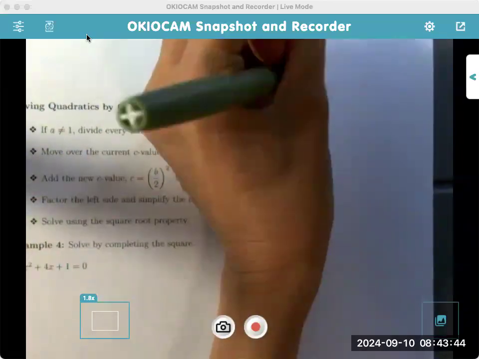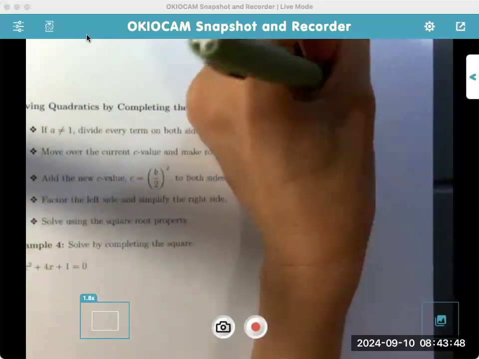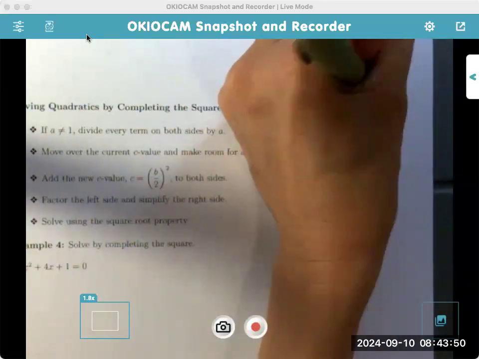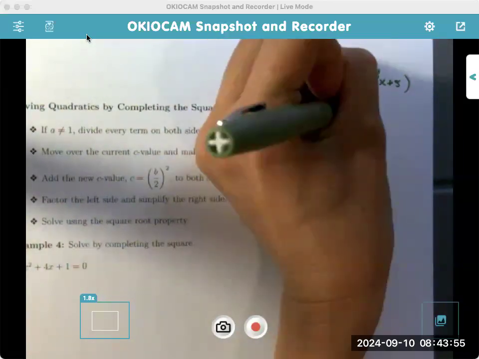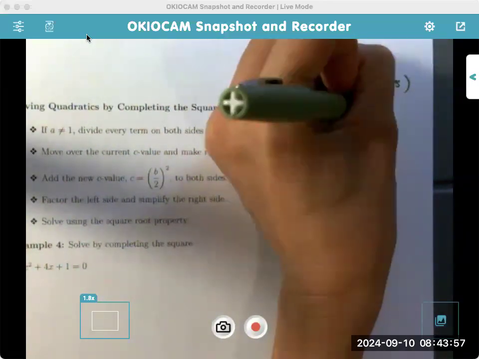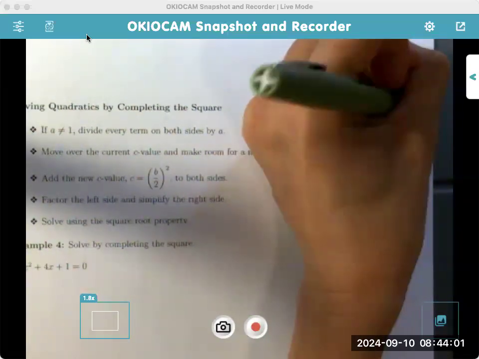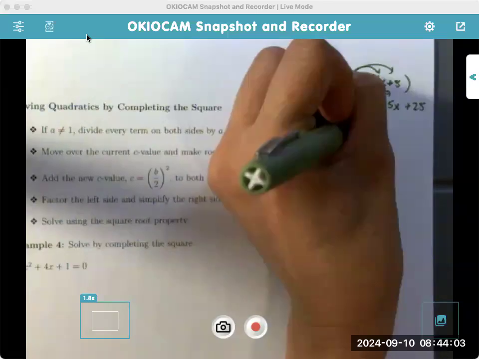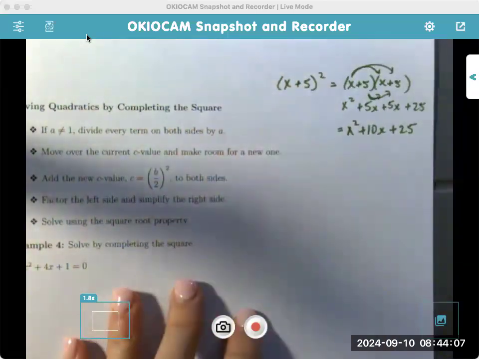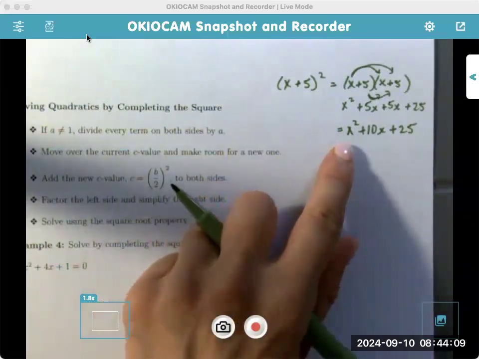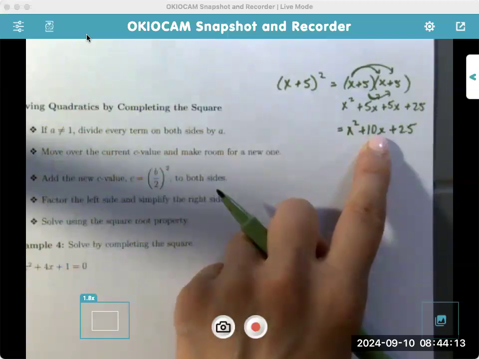So if I have something like (x + 5) squared, well, this is (x + 5) times (x + 5). And then FOIL or distribute, that's x squared plus 5x plus 5x, and then plus 25, which gives us x squared plus 10x plus 25. Notice that the 5x occurs twice, but gives us 10x.